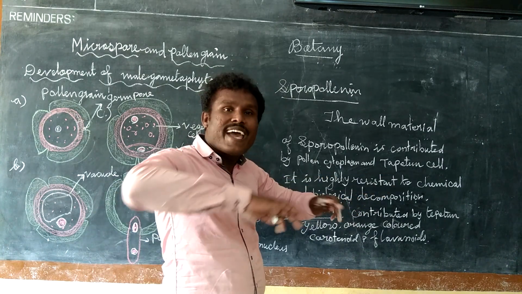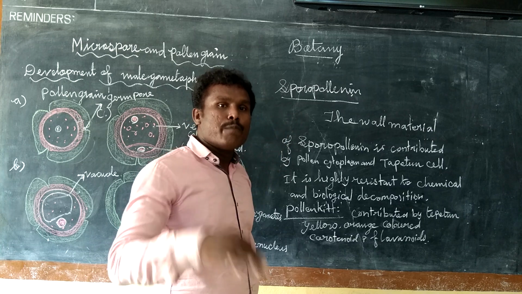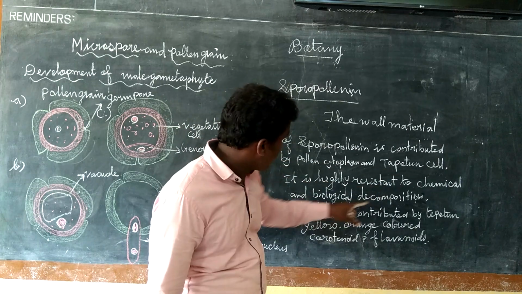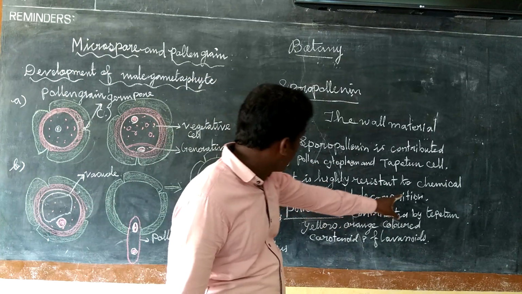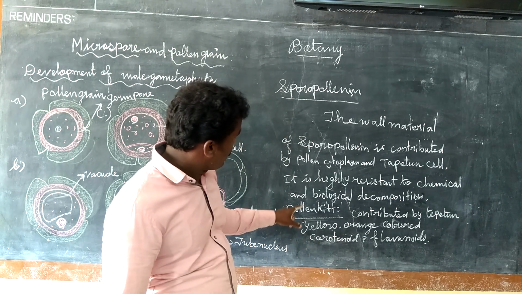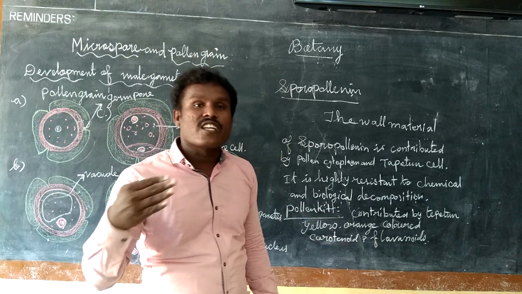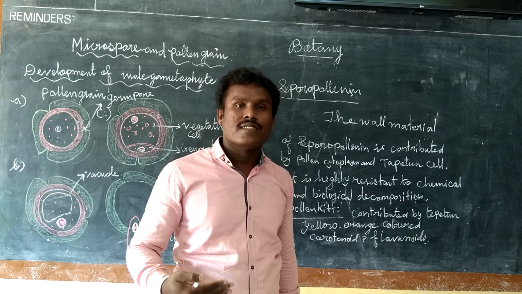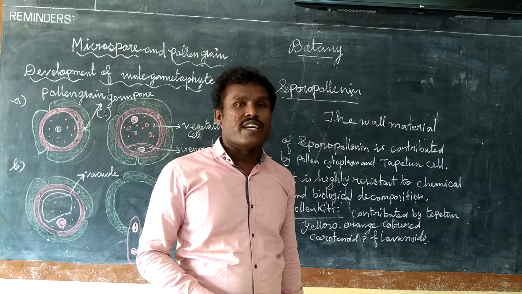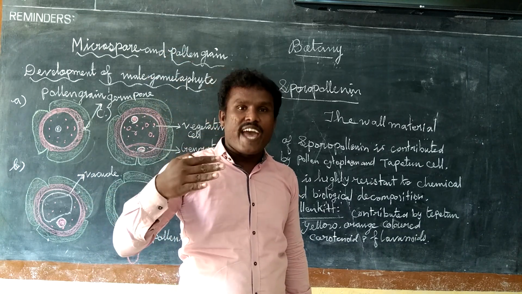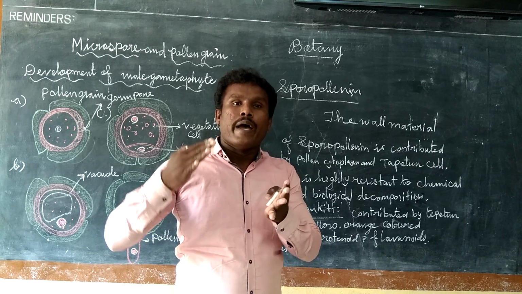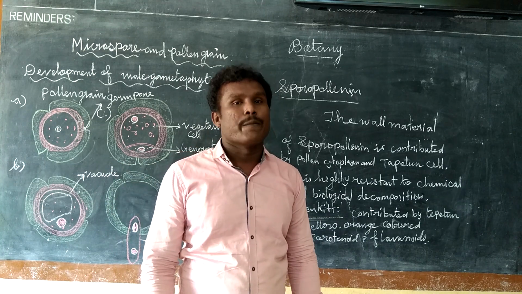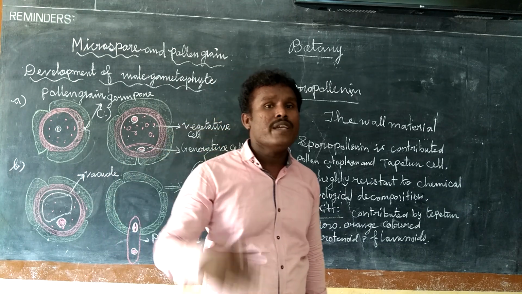It is present on the surface of the pollen wall, especially the exine layer. It is highly resistant to chemical and biological decomposition, as well as to acid, alkali, and high temperature. Due to this character, the pollen grains will be preserved. In the fossil deposit, pollen grains will be preserved.